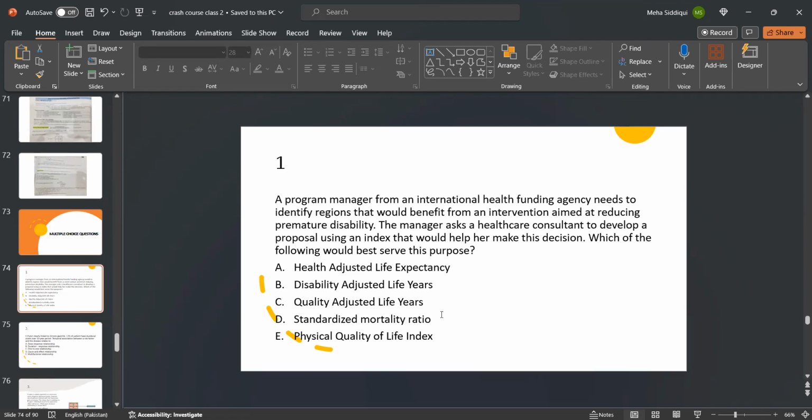Disability adjusted life year. As we can see, the program manager needs to identify regions that would benefit from intervention aimed at reducing premature disability. So the disability adjusted life year deals with premature disability, handicap, and ill health.